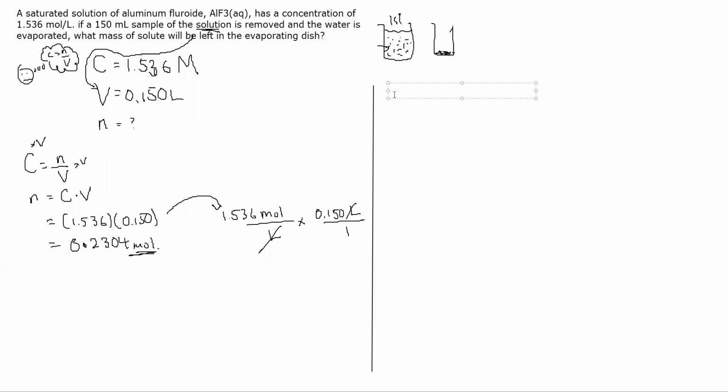Last question. What volume of 0.850 capital M aqueous solution contains 45.3 grams of copper(II) nitrate, which is Cu(NO3)2, of course, aqueous?